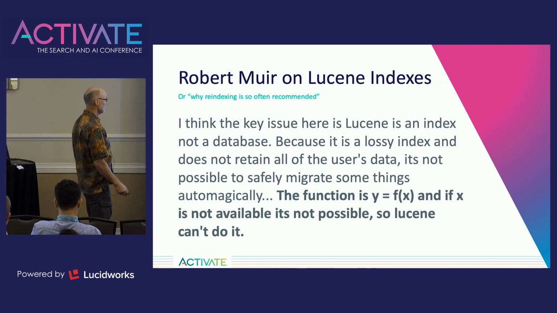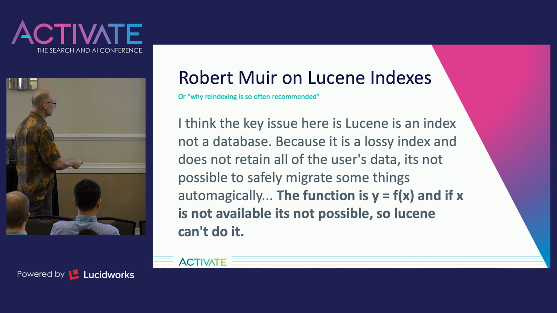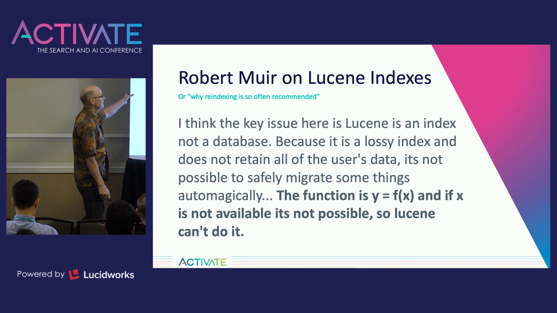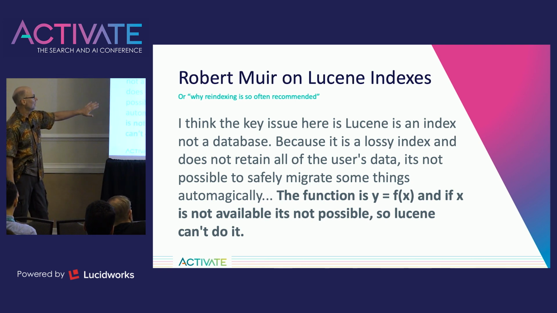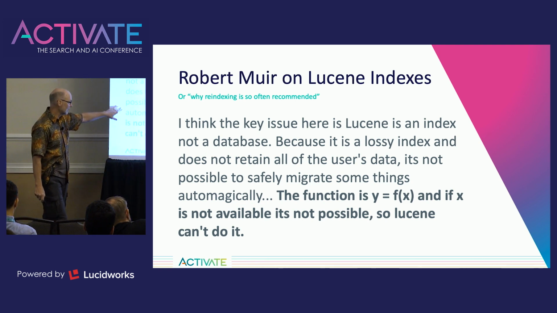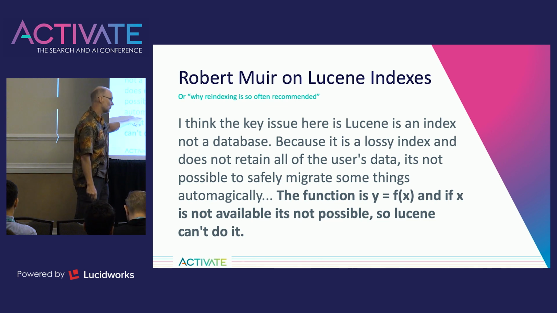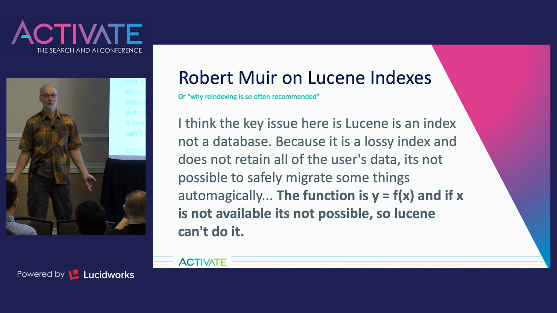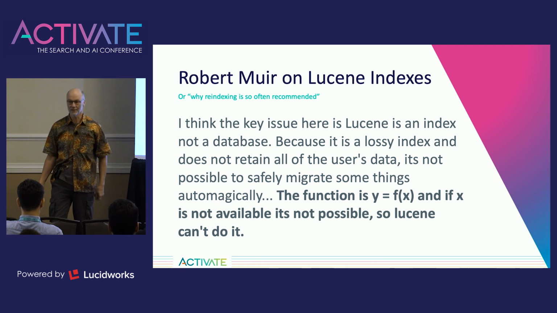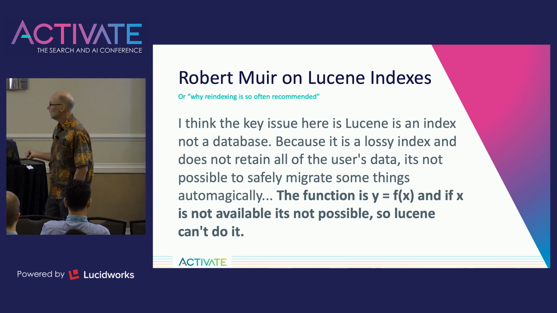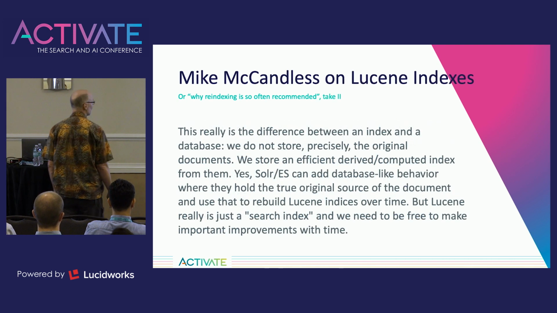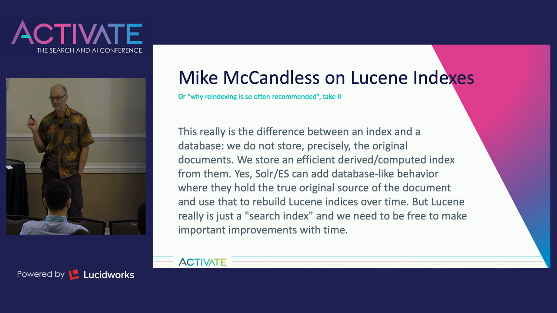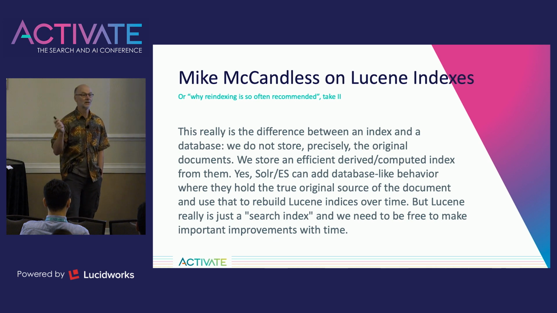I usually do not believe in reading slides, but I'll read this one. The key issue is that Lucene is an index, not a database. Because it's a lossy index and does not retain all the original data, it is not possible to safely migrate some things automagically. That's a quote. The function is f of x, and if x is not available, you can't recompute y. And therefore, you can't update the index as required. Mike McCandless. By the way, Robert Muir and Mike McCandless are some of the primary architects and coders at the Lucene level. Believe what they tell you.